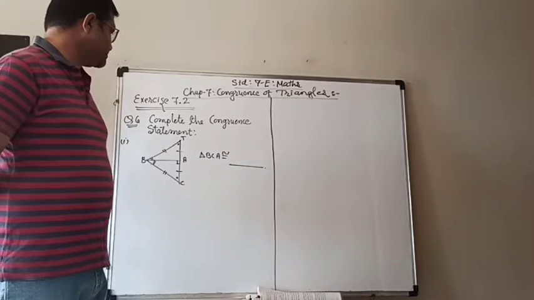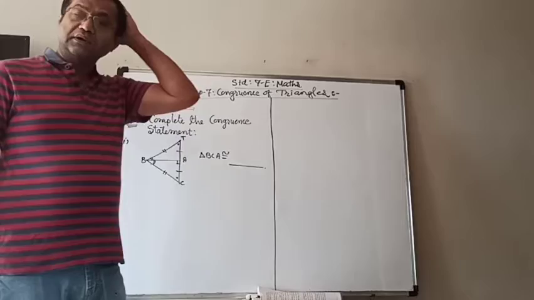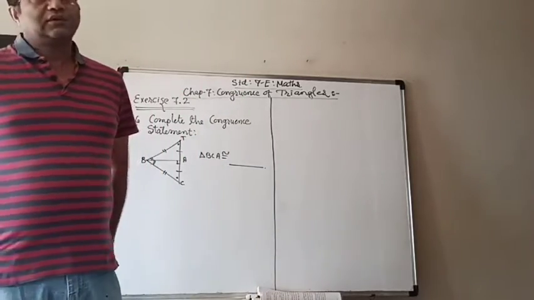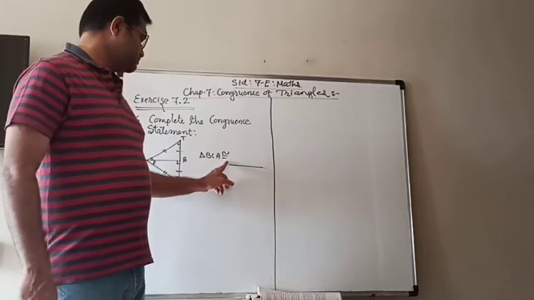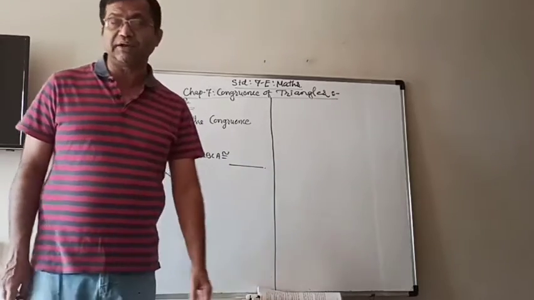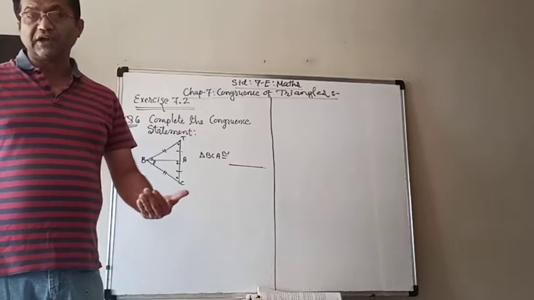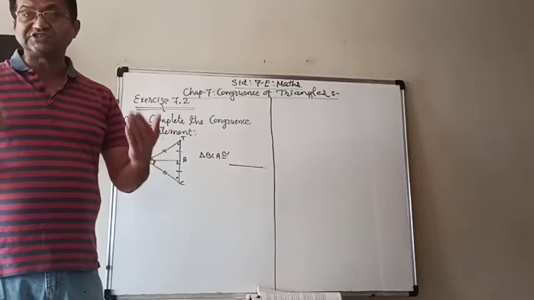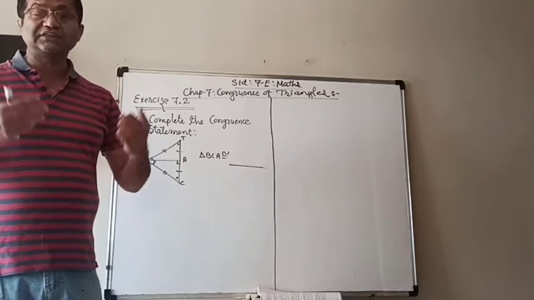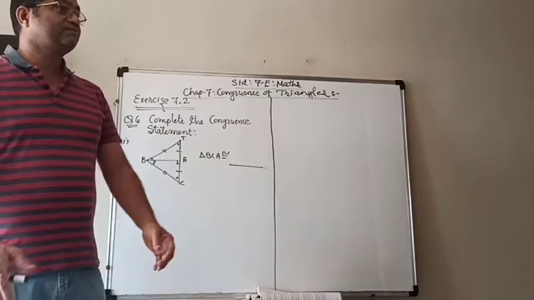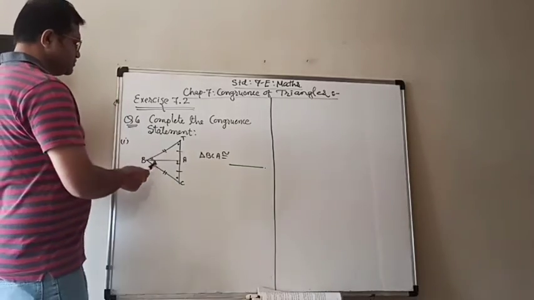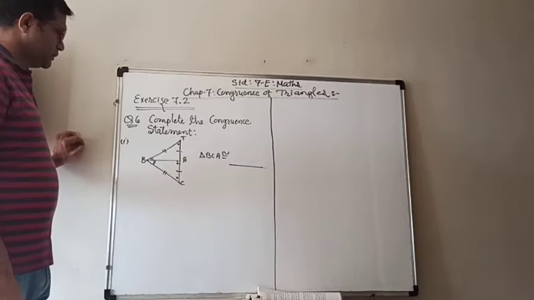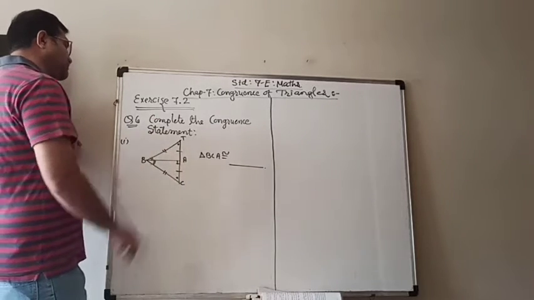Now in question number 6, they give figures and they give a statement and we have to complete the statement. But we have to show how, not only write down the answer, but we have to show what the reason is, how you will show that. So here you can see that the markings are also done, the angles and all the three sides.